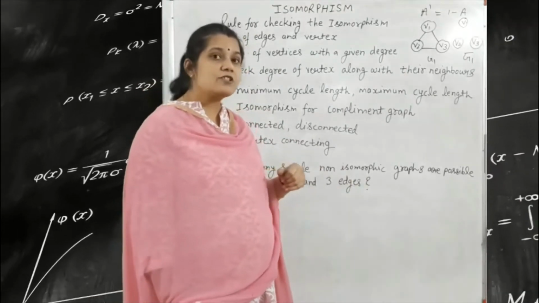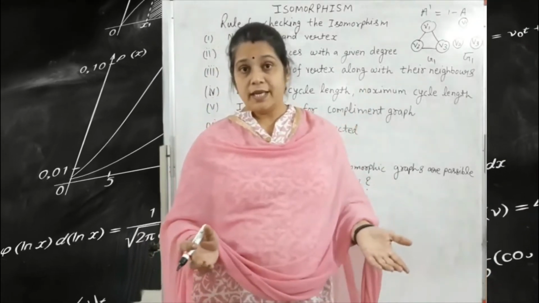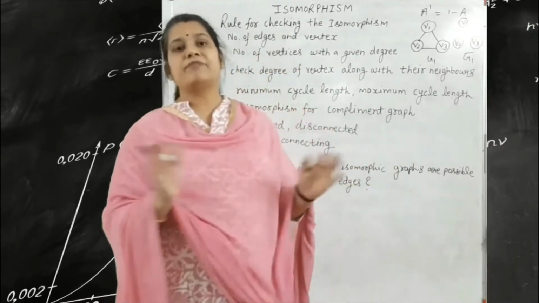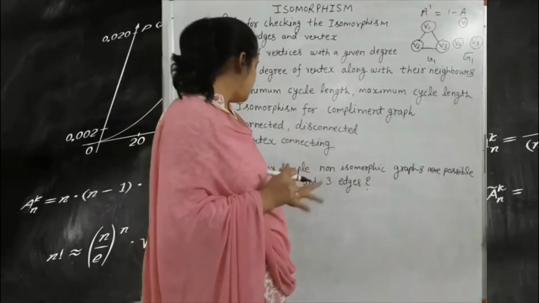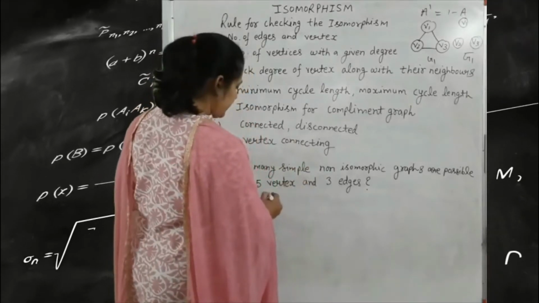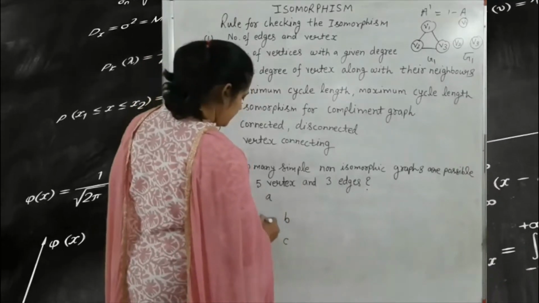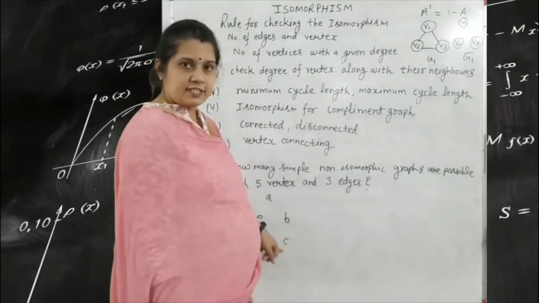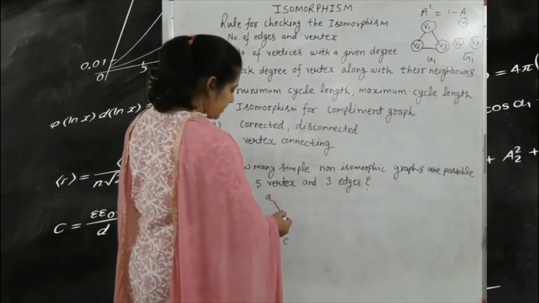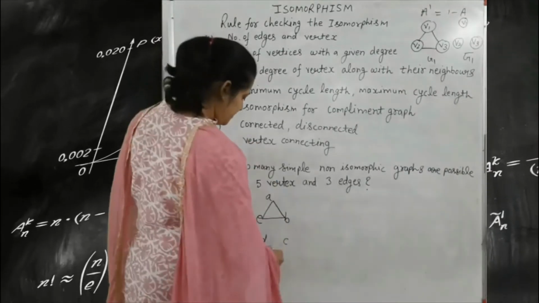What does isomorphism mean? That means all the graphs have the same properties. Okay, but non-isomorphism, that means what? All the graphs have different properties. Okay, so we have 5 vertices and 3 edges. So here we write the vertices A, B, C, D and E. 5 vertices are here, okay, and 3 edges. So sometimes we find 1 edge, 2 edges and 3 edges. This is one graph, okay, the first graph.